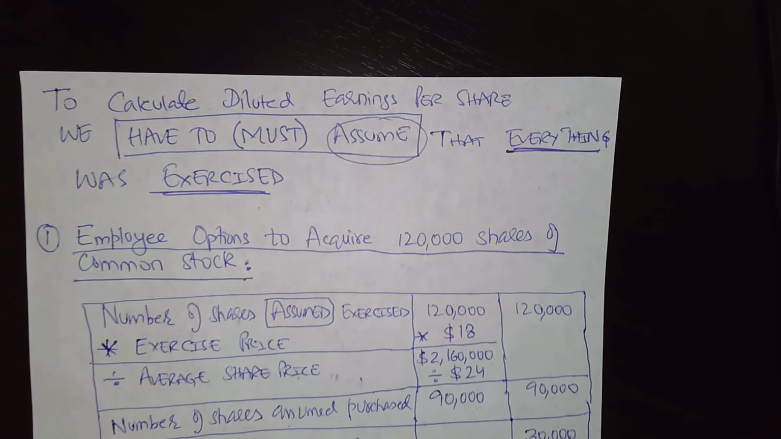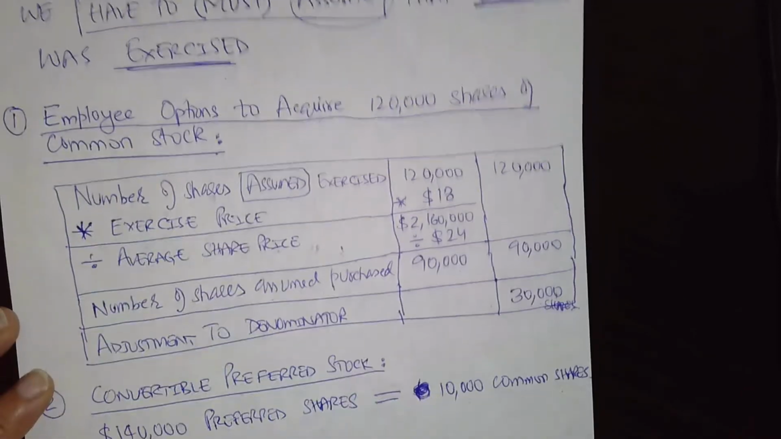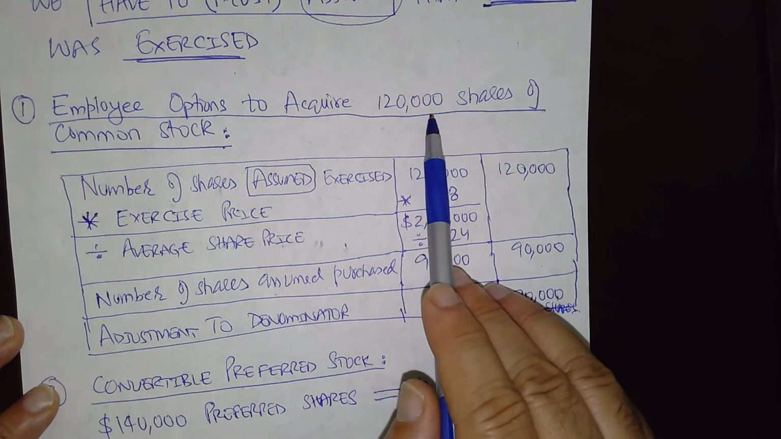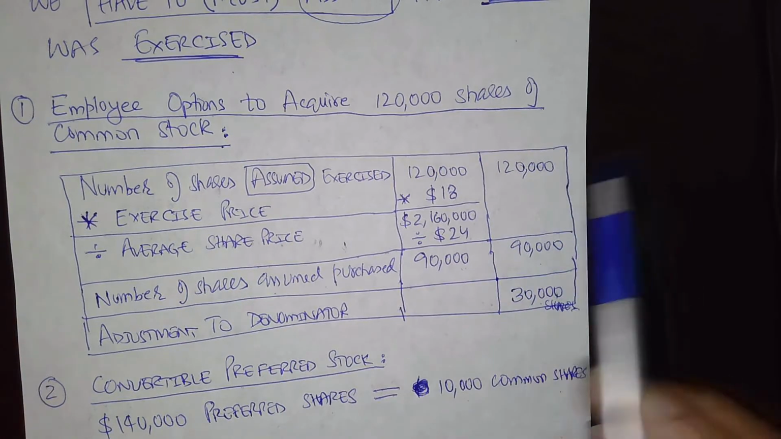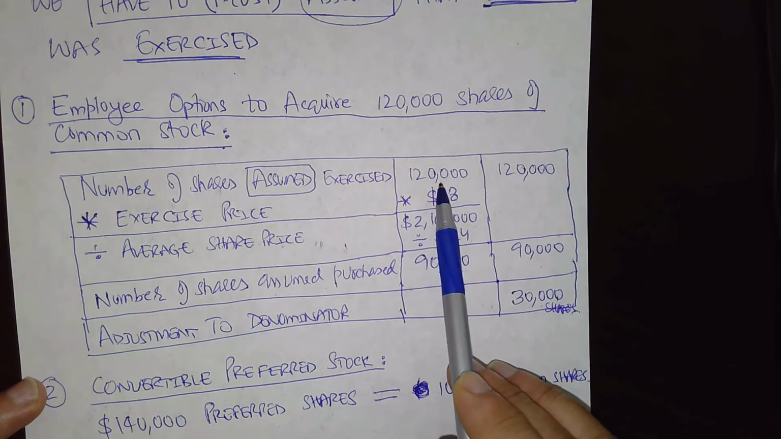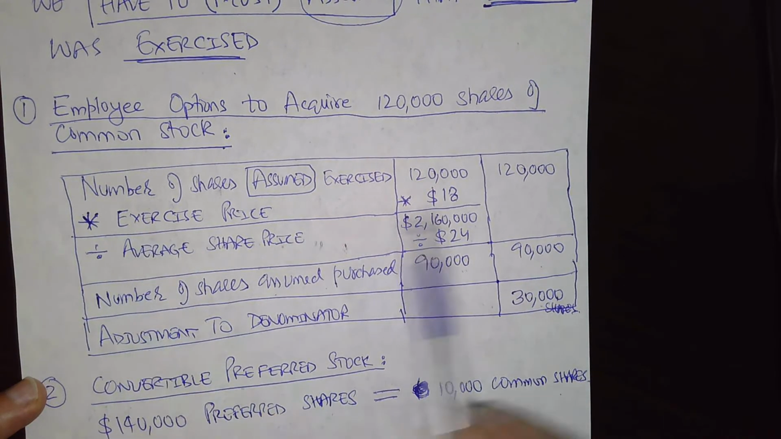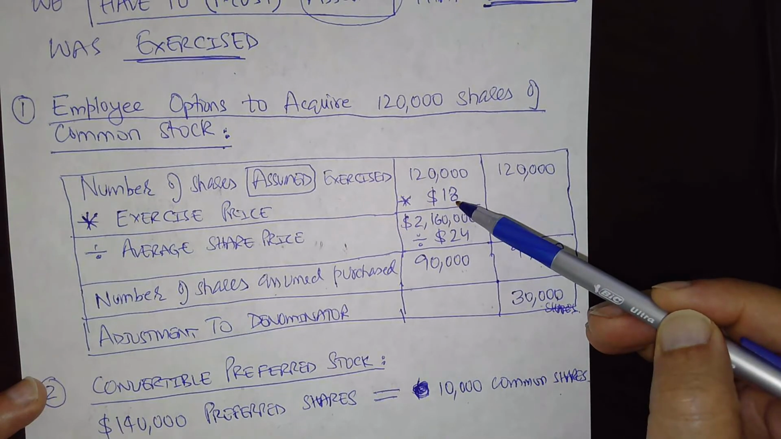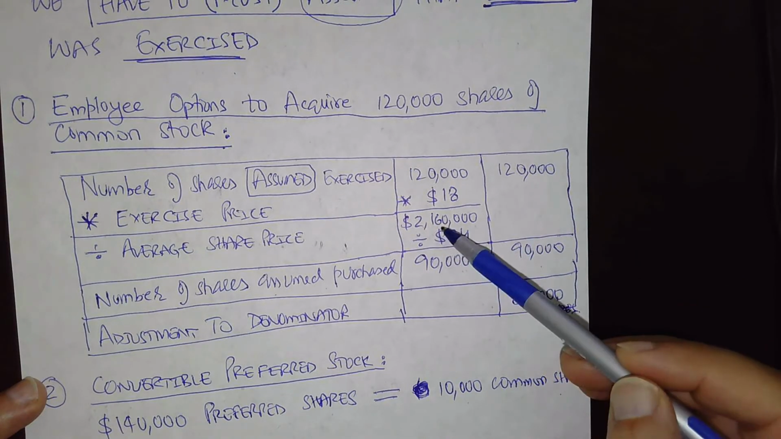In order to do that, we must assume that everything that's supposed to be exercised, anything that could be converted into common share, has been converted. All right. So the first thing we're going to talk about is employee options to acquire 120,000 shares of common stock. So number of shares assumed exercised is 120,000, right? The exercise price is $18. So when you multiply 120,000, it means you are selling 120,000 shares at $18. So that gives you 2,160,000.